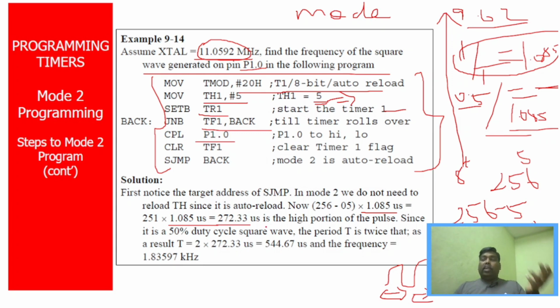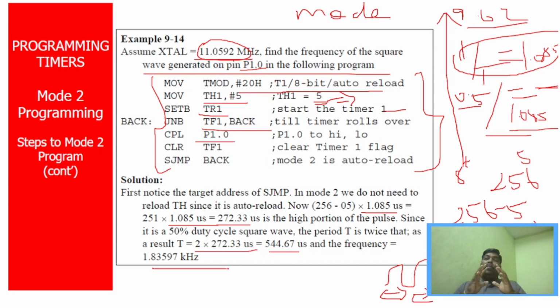So there will be another pulse. What we have to do is multiply by 2 so that we can obtain the complete time period for one complete cycle. So it will be 2 into 272.33. You will obtain this particular value, 544.67 microseconds, and from this we can obtain the frequency, that is 1 divided by 544.67 microseconds, which will give you the frequency, right?